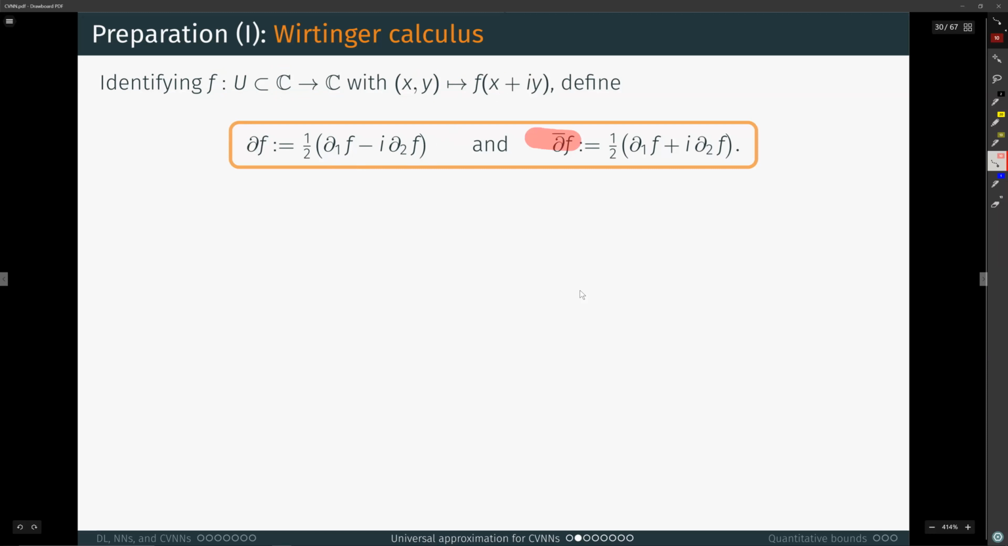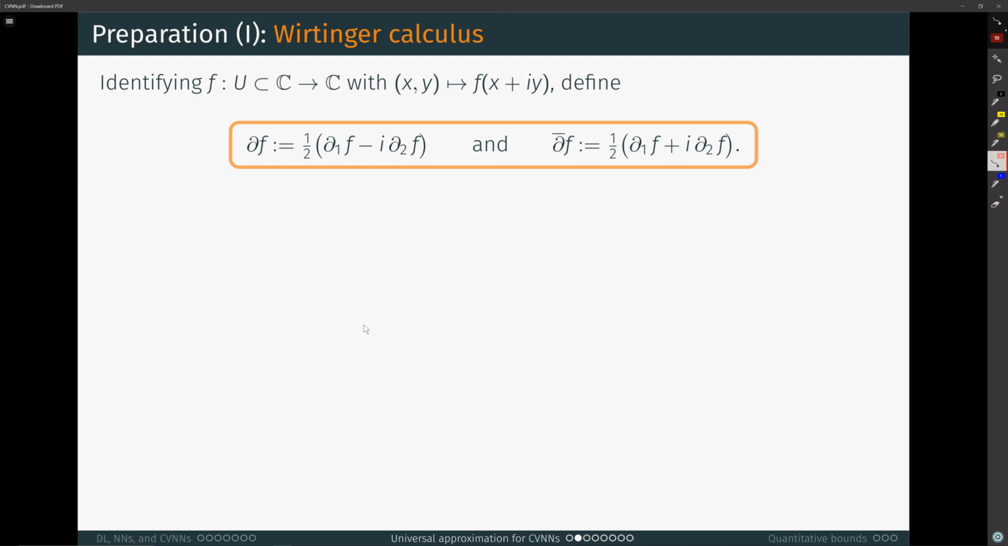So now the question is, okay, I can of course define these differential operators, but why would I do that? And the answer is they have very nice properties. The first one is you can show that if you have a real differentiable function, it is holomorphic if and only if del bar f is 0. And if that is the case, then del f is the usual complex derivative.